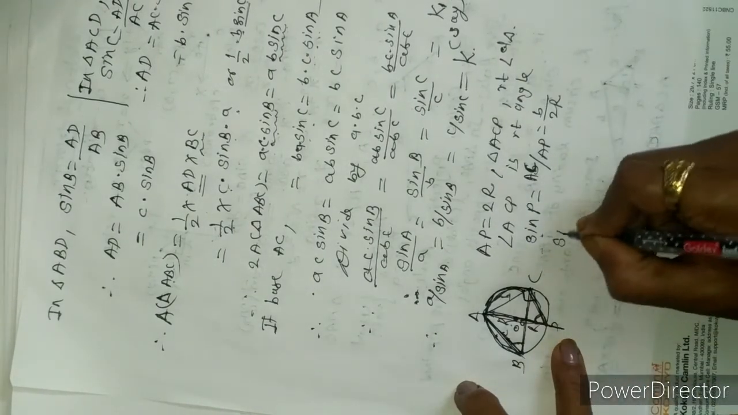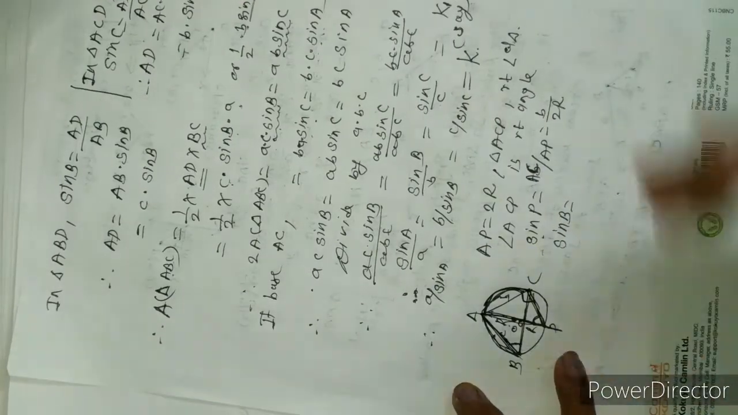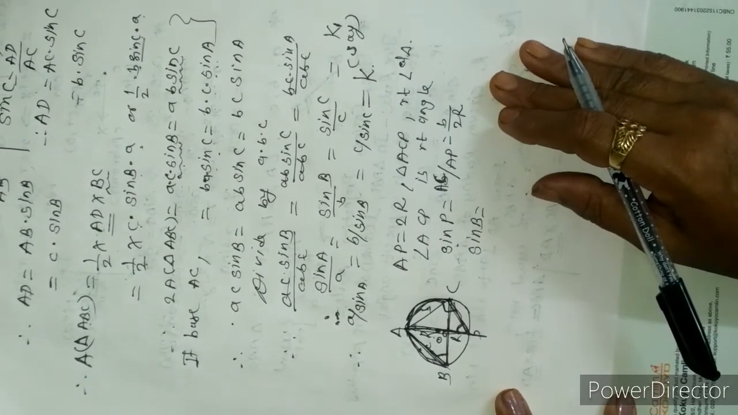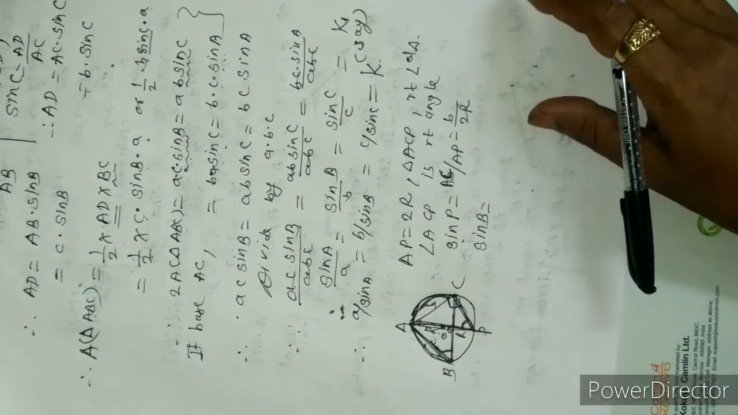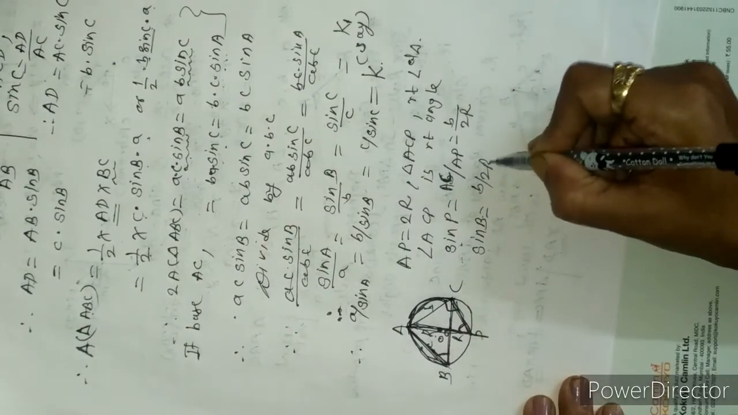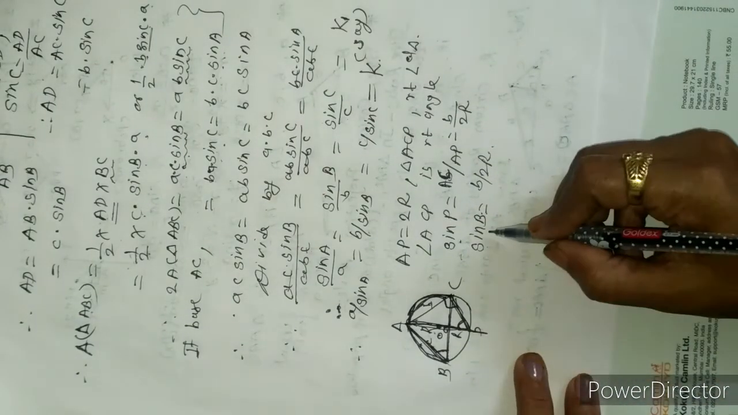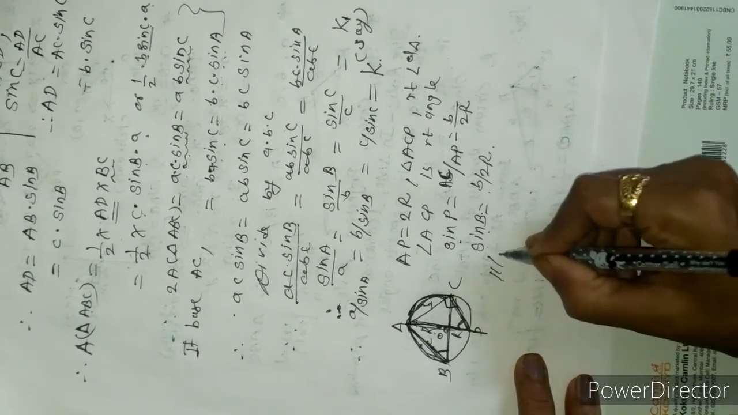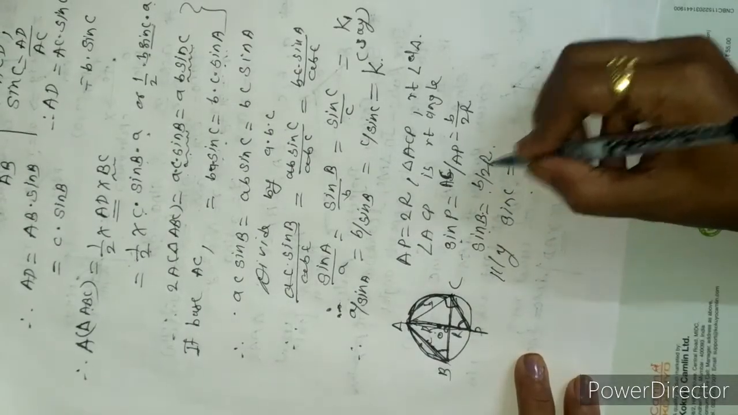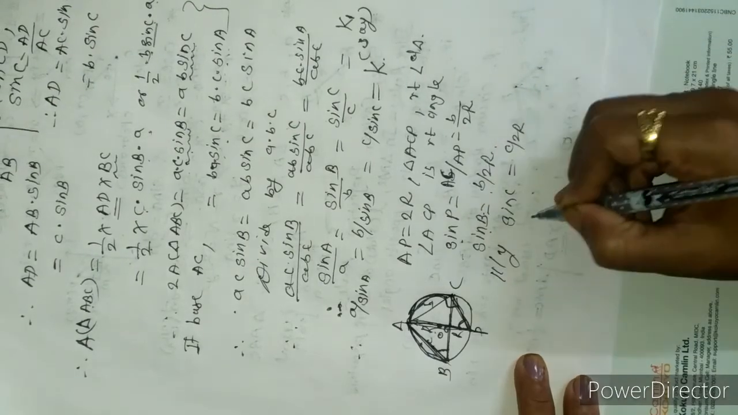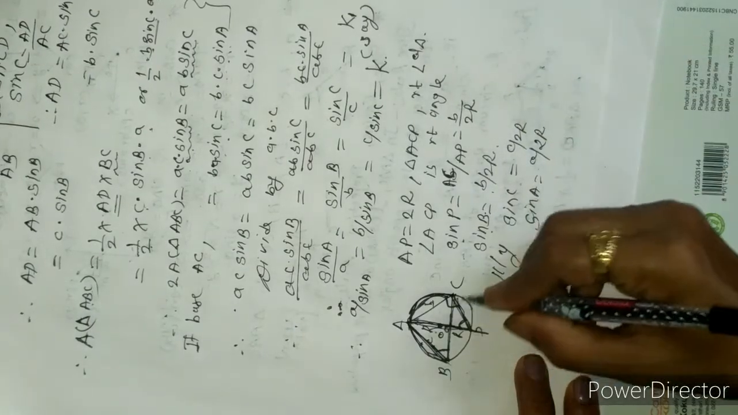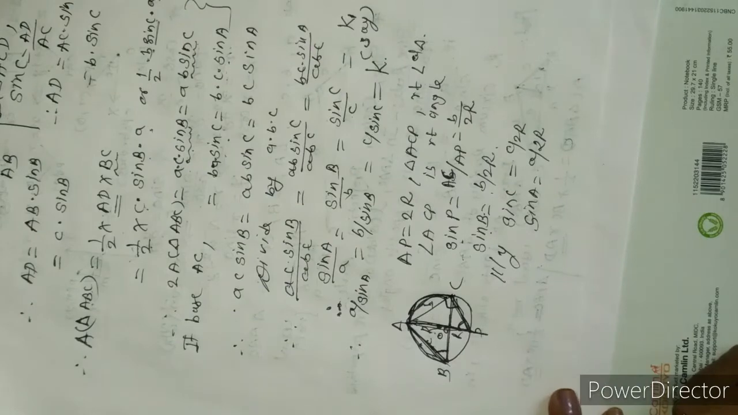But sin P is nothing but sin B, because angle ABC and angle APC are inscribed in the same arc, that arc having length AC, and therefore sin B is also B upon 2R. So by using this concept, sin B is equal to B upon 2R, and similarly we can take sin C is equal to C upon 2R, or sin A is equal to A upon 2R, depending on the vertex at which we consider the diameter.